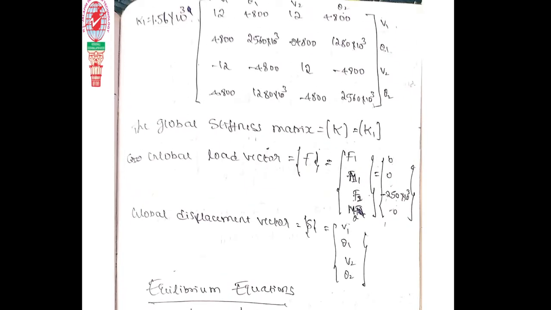And simplify this. Check out this K11, K12, K13. Simplify all these elements and tell me the value. This is the thing you are going to use. I kept 1.56 into 10 raised to 3 outside only. If you simplify inside by substituting the L value, you may get something like this.